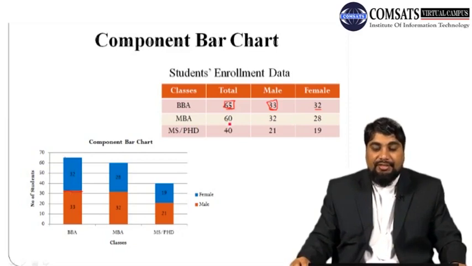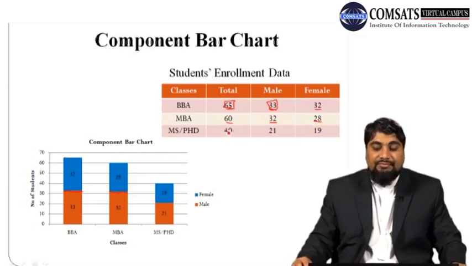Similarly, to construct the component bar chart for the second category, construct the bar of length 60 units. Of the 60, male individuals are 32, slightly more than 30, so we have 32 here, and then the remaining portion will be 28 units, which is for females.